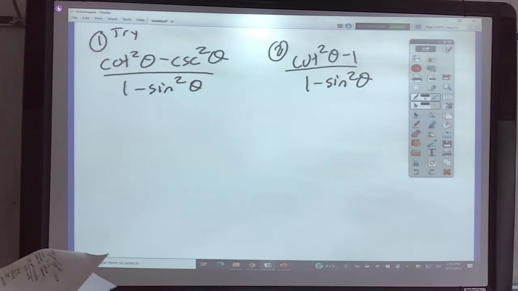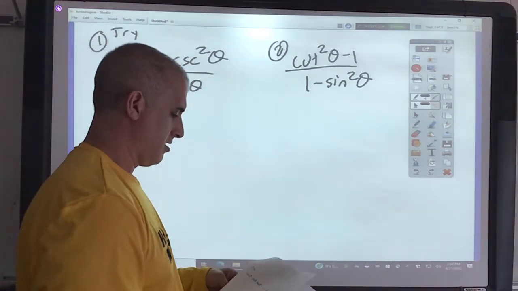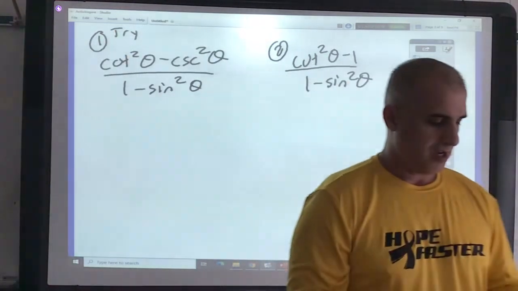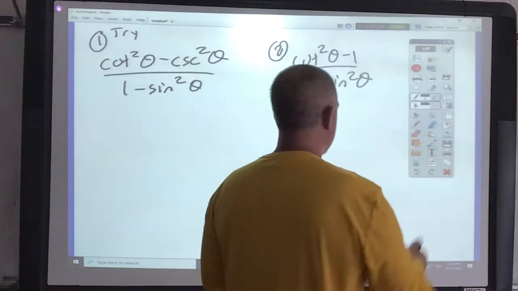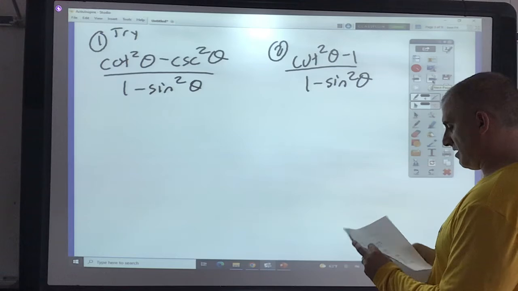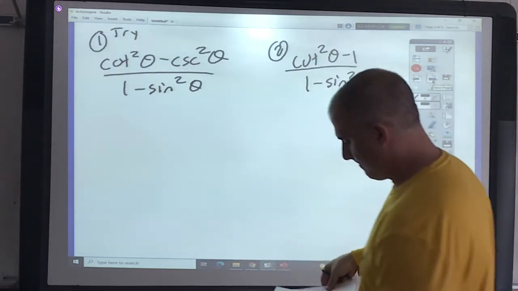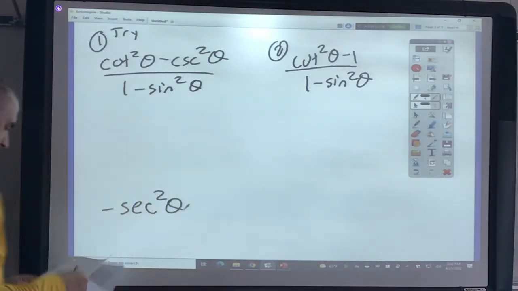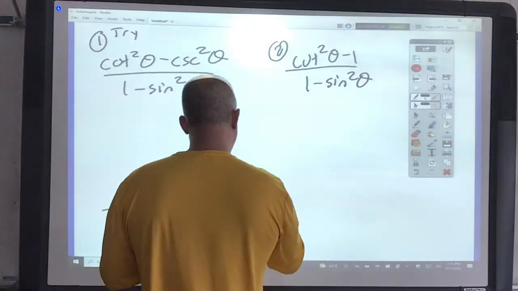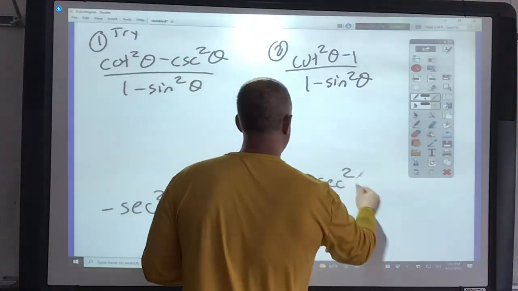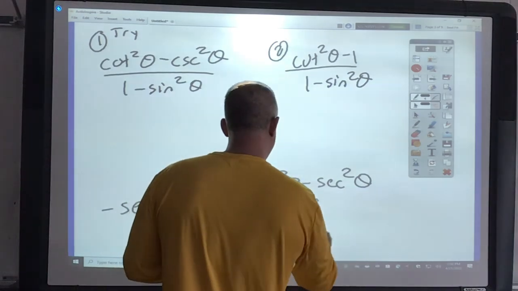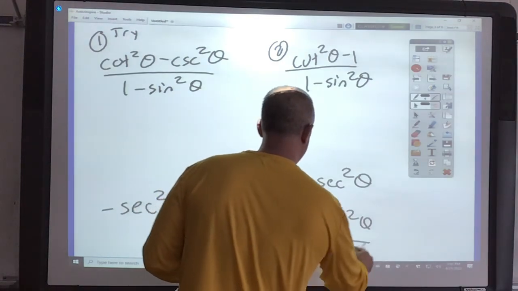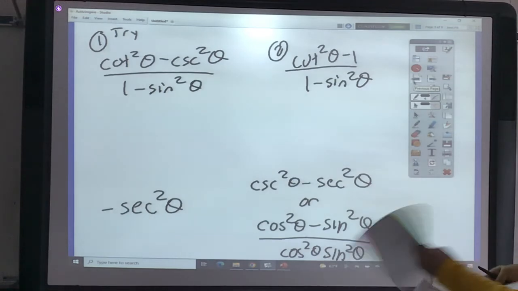actually I think I do have this in Canvas. Yeah, I will have that in Canvas. It's going to show how to do both those problems. I think the only one I do have to show you is, well, I'll just give it to you anyway, while we're talking about it. This one right here, this answer would be negative secant squared. This answer here, I would take cosecant squared theta minus secant squared theta, or if you did cosine squared theta minus sine squared theta, all over cosine squared sine squared. That's okay as well.